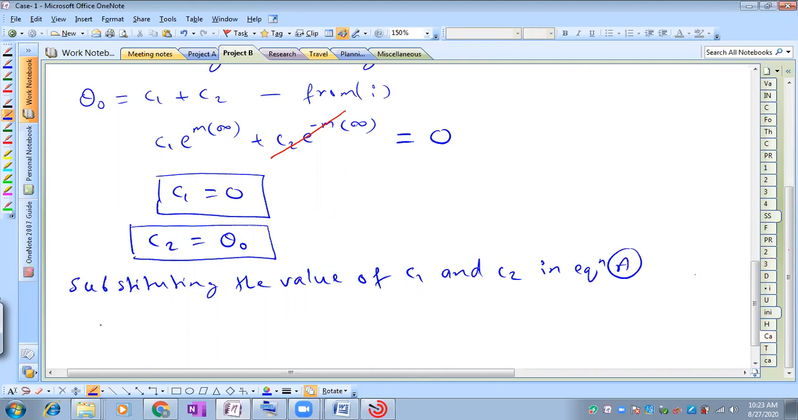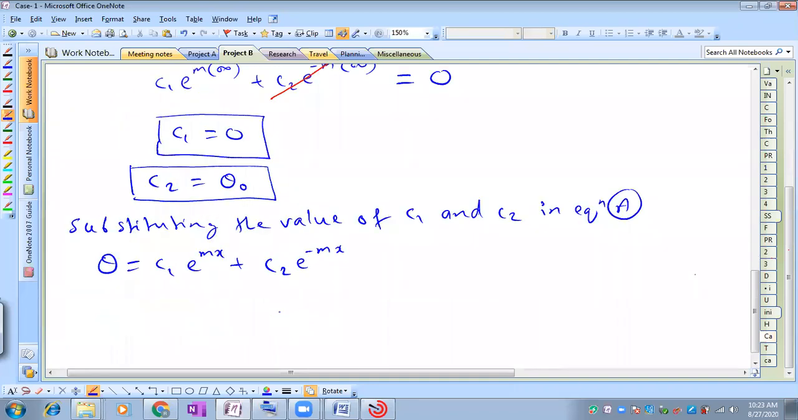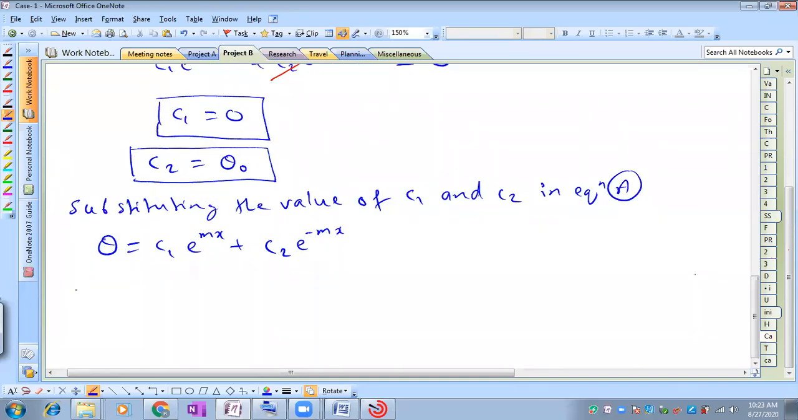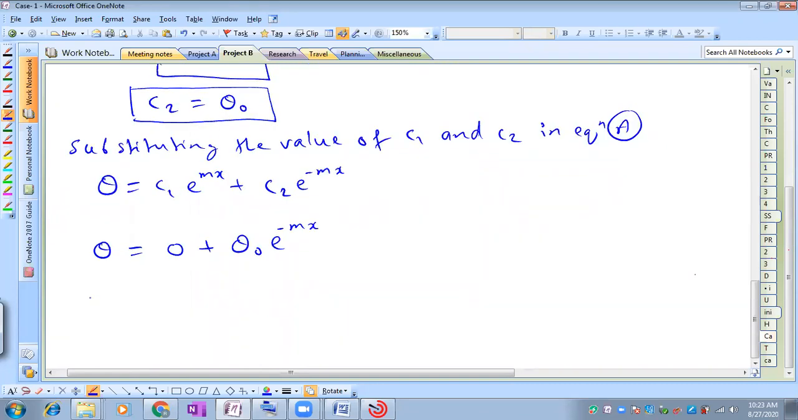So what is the equation number A? It is theta is equal to C1 e raised to mx plus C2 e raised to minus mx. So if I substitute this, C1 is 0. So I'll be getting theta is equal to 0 plus C2, which is equal to theta 0. So it will be theta 0 e raised to minus mx. So this is the final expression we got.